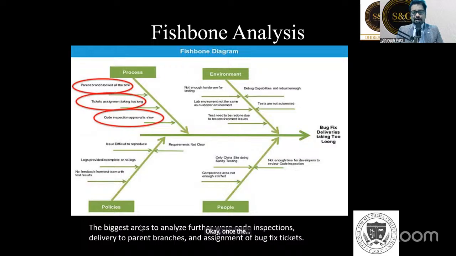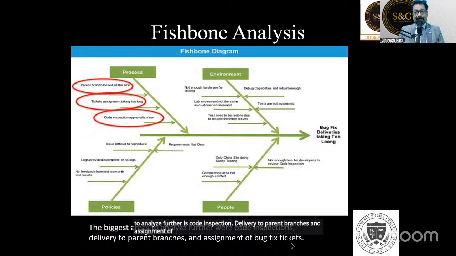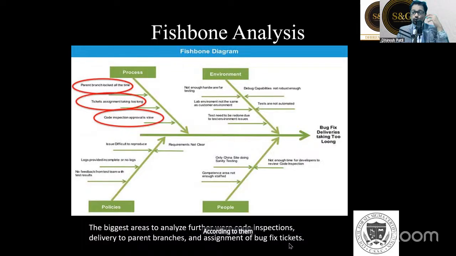So you can see here, the biggest areas according to them to analyze further are code inspection, delivery to parent branches, and assignment of bug fixing tickets. These are some of the causes, according to them, that are the critical ones. We need to go deeper into that.